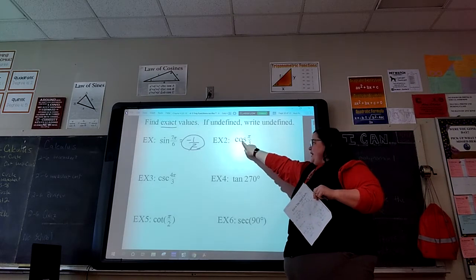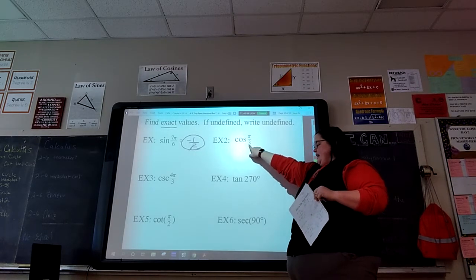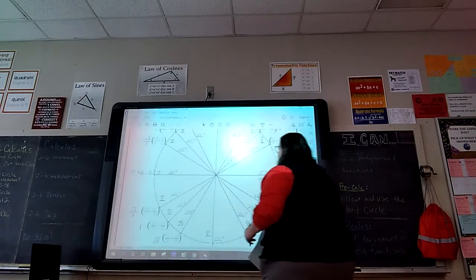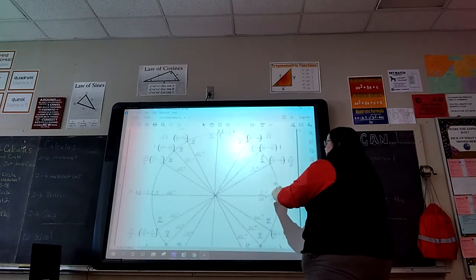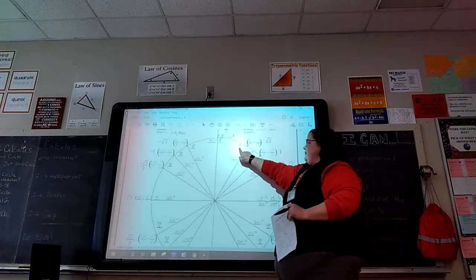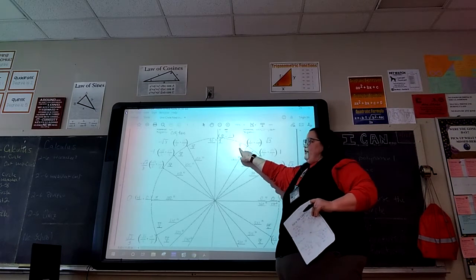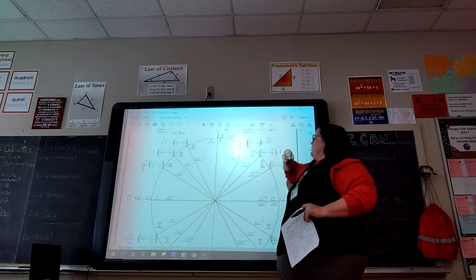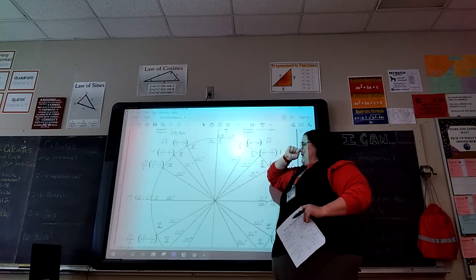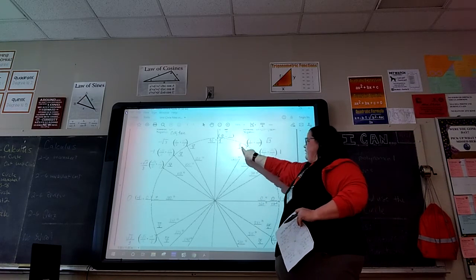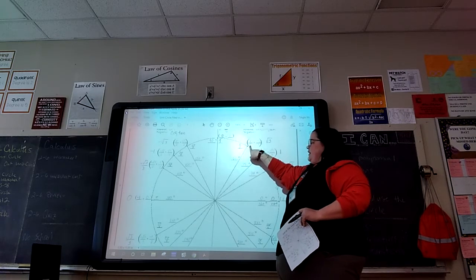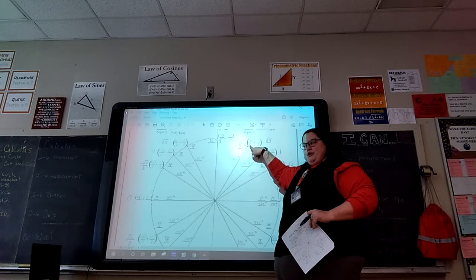We're going to do cosine, so I tell you the trig, and then I tell you the angle we're looking for. So pi over 3 is right up here, and we're looking for cosine. Is cosine x, y, or the outside? X. So I'm going to look for, here's my pi over 3. The point right next to it is here. So the x value is a half. So my answer for number 2 is a half.